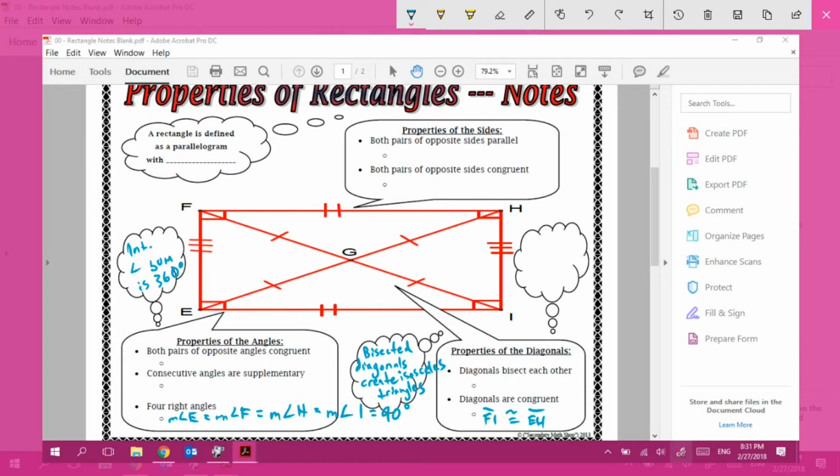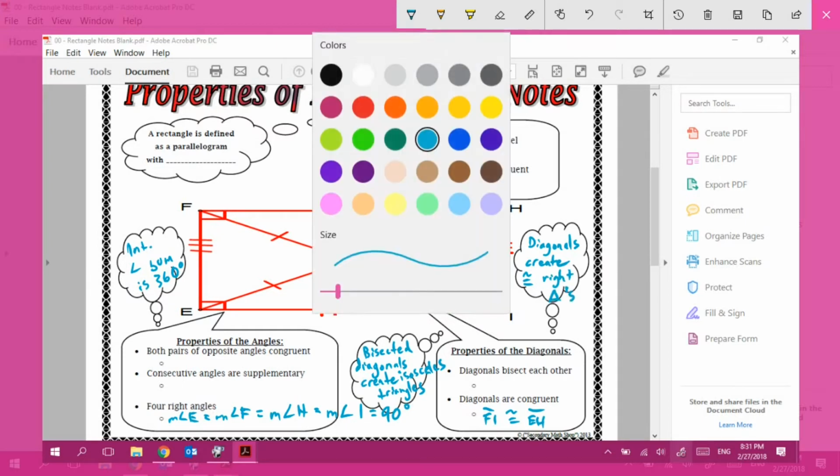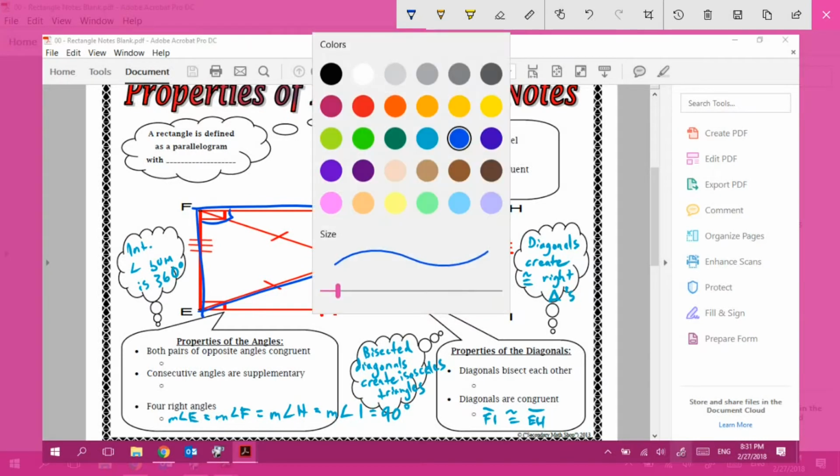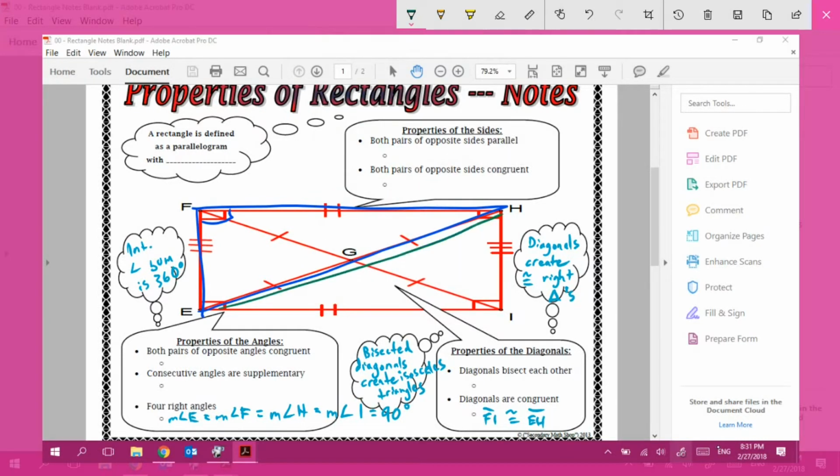And then lastly, the cloud on the very right side is that diagonals create congruent right triangles. Let me draw this out for you. Watch this diagonal. Bam. Look at this. Boom. That's a right triangle, right? That blue is a right triangle. Now if you look on the other diagonal going the bottom way, let me use dark green, this is also a right triangle, and these two triangles are actually congruent. All right, so that is the properties. Make sure you fill everything out to get full credit.